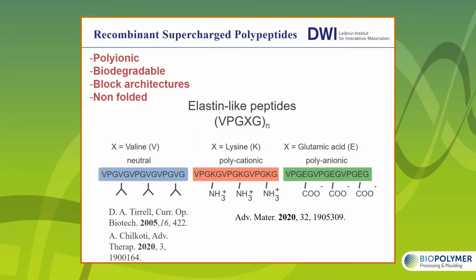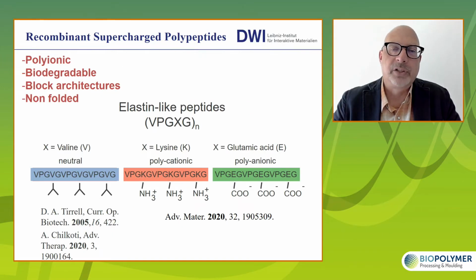We are, however, dealing not with folded proteins, we are dealing with non-folded proteins, and as an example for that, we have chosen elastin-like polypeptides. These are repetitive structures that are present in our blood vessels and are responsible for the elastic properties. These materials usually consist of a pentapeptide repeat motif that is shown there, VPGXG. Mother Nature puts at the position X usually a valine, so it's a neutral protein.